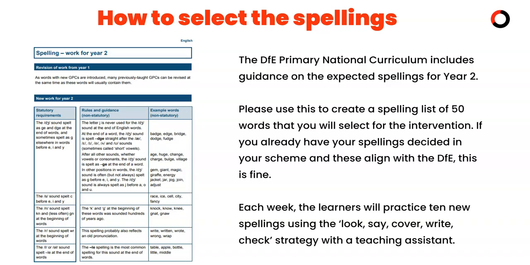How to select the spellings. The DFE Primary National Curriculum includes guidance on the expected spellings for Year 2. Please use this to create a spelling list of 50 words that you will select for the intervention. If you already have spellings decided in your scheme and these align to the DFE, this is fine. Then each week the learners will practice 10 new spellings using the look, say, cover, write, check strategy with a teaching assistant. Please note, if your school does use more than 10, this is absolutely fine. Just make a note of this in the process evaluation.